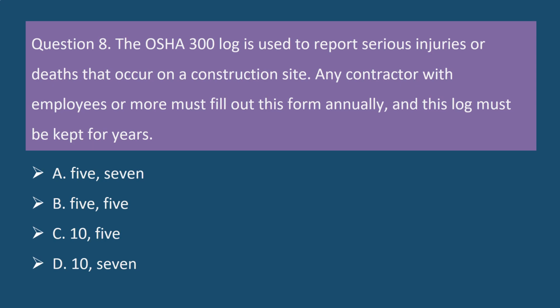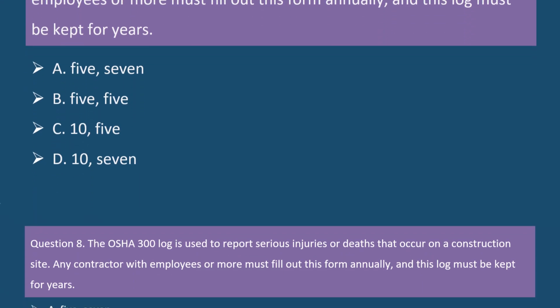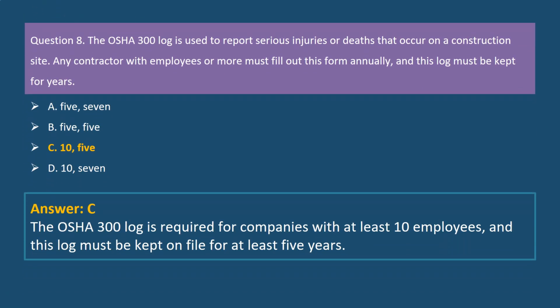Question 8. The OSHA 300 log is used to report serious injuries or deaths that occur on a construction site. Any contractor with blank employees or more must fill out this form annually, and this log must be kept for blank years. A. 5, 7. B. 5, 5. C. 10, 5. D. 10, 7. Answer: C. Explanation. The OSHA 300 log is required for companies with at least 10 employees, and this log must be kept on file for at least 5 years.